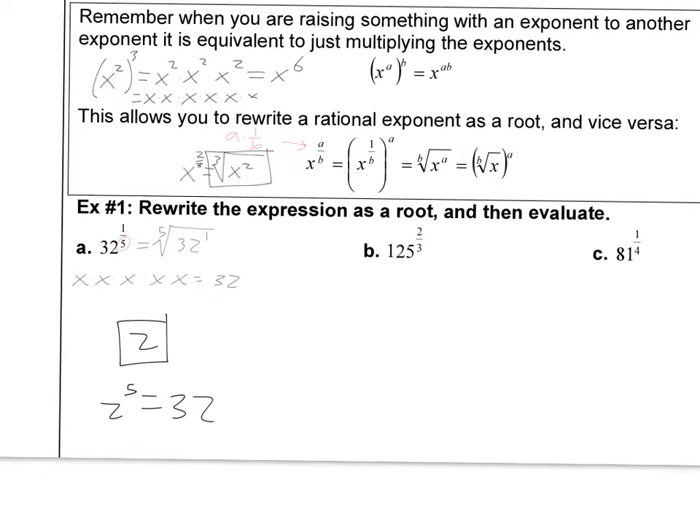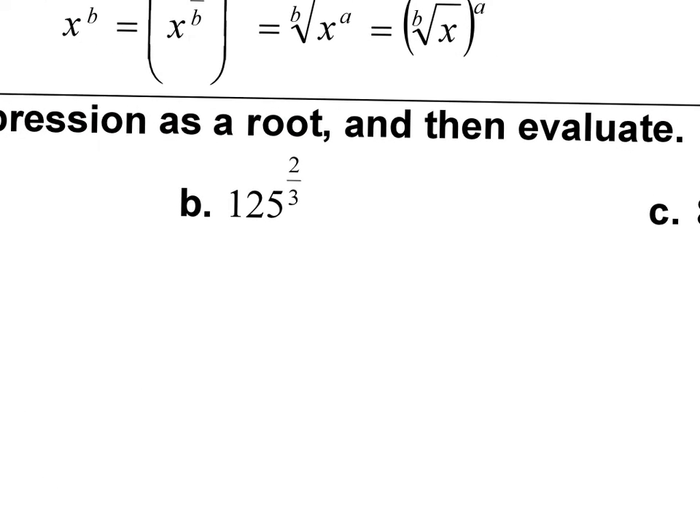All right. Let's go on to example B here. So I have 125 to the 2/3 power. Well, remember, the number on the top, that can go on the inside or the outside, doesn't really matter. And the number on the bottom goes in the crack. So I've rewritten it, and now I want to evaluate it. So what is the third root of 125? I'm going to do this part first, then I'll do the square. So what times itself 3 times equals 125?